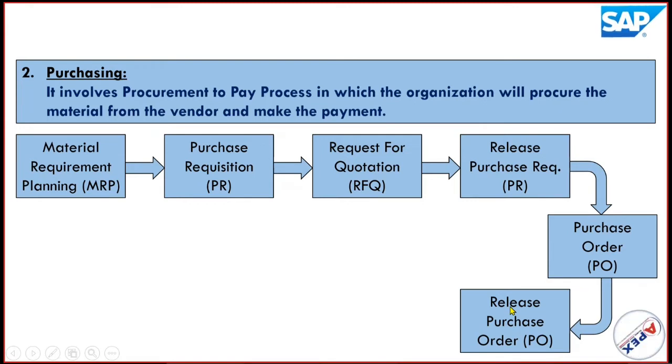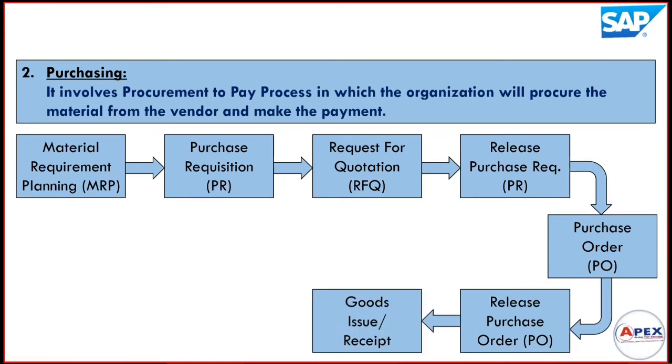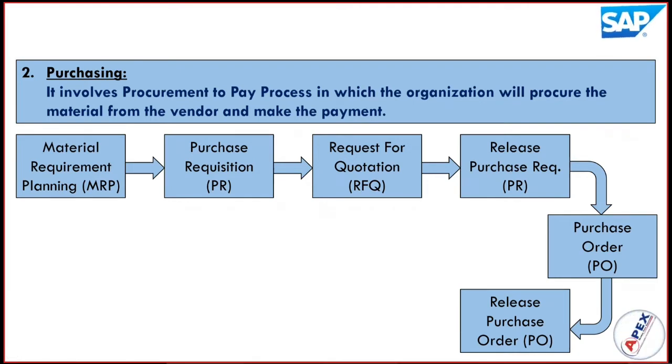Once the purchase order is released, what happens? The goods are issued and they will generate a goods receipt, confirming that the material we have quoted and ordered has been received. Suppose I have ordered steel rods of 100 tons. The purchasing department will check and give a goods receipt saying that we have received so and so material of so and so quantity.